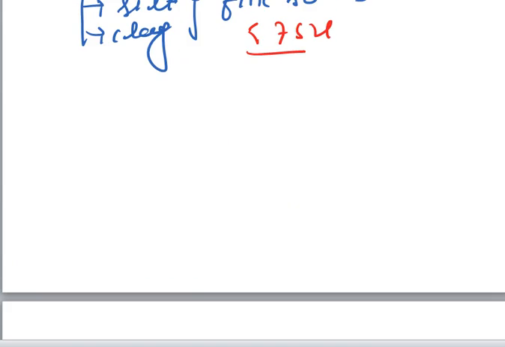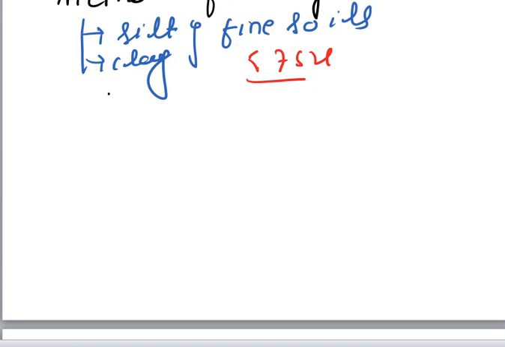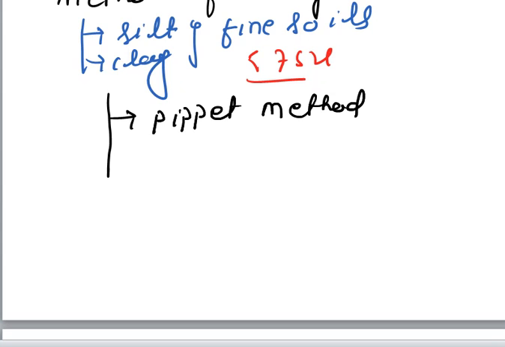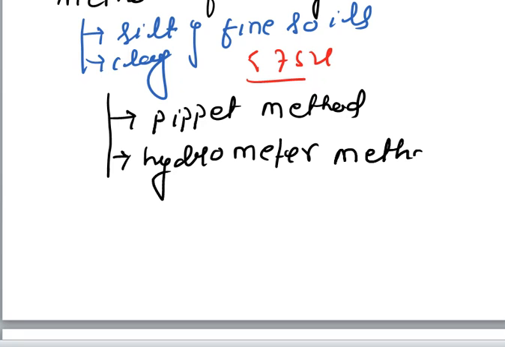so as I have said in previous session that it is of two types: pipette method and hydrometer method. We will study this in very detailed. Hydrometer method. But prior to going through pipette and hydrometer method, we must understand the basic idea behind sedimentation method.